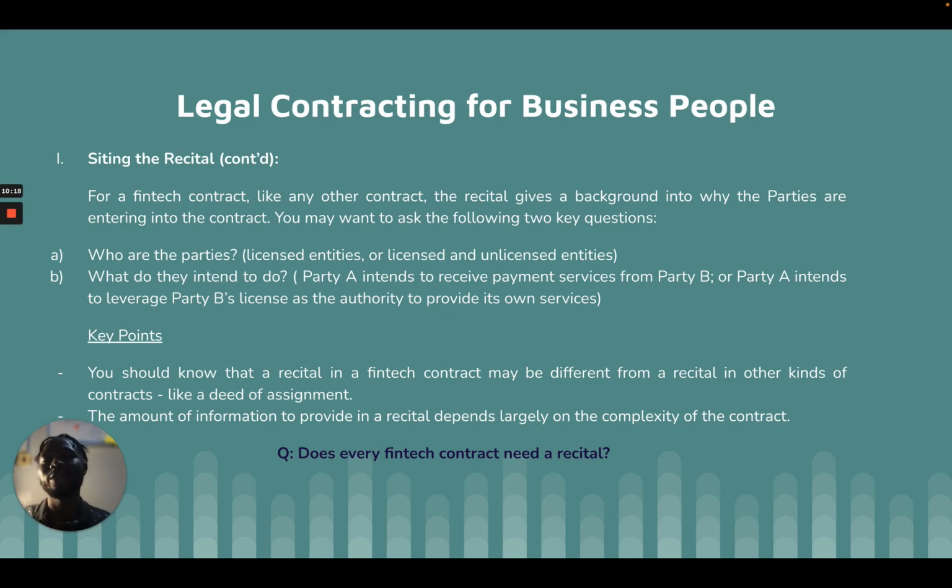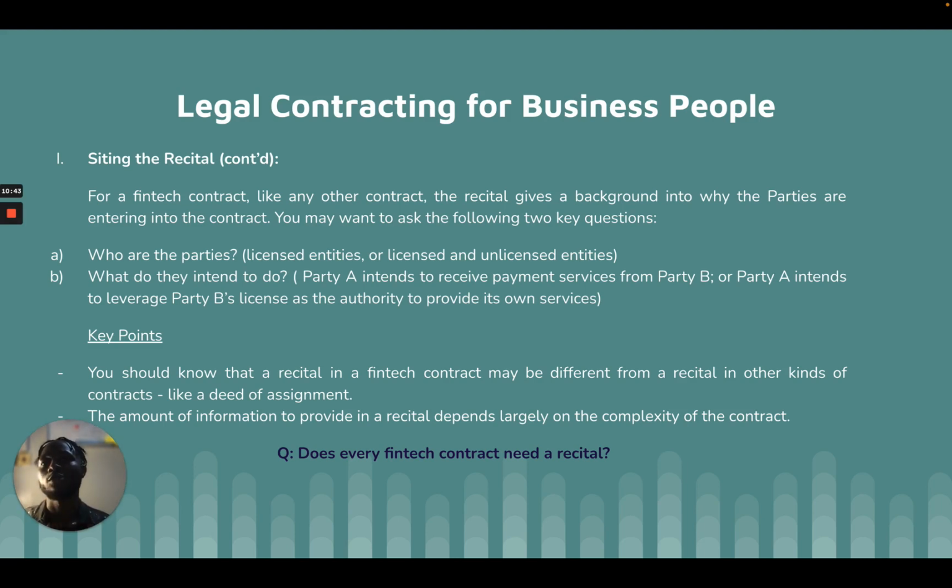Some contracts are just very simple. I'm preparing a two-pager. I don't need a recital for it, right? It's clear. By the time you read the first page, you already know what it is talking about, right? But for more complex agreements, maybe. Sometimes as well, some agreements are not simple, but you don't put a recital because the agreement speaks for itself, so that's also fine, right? So really it depends.